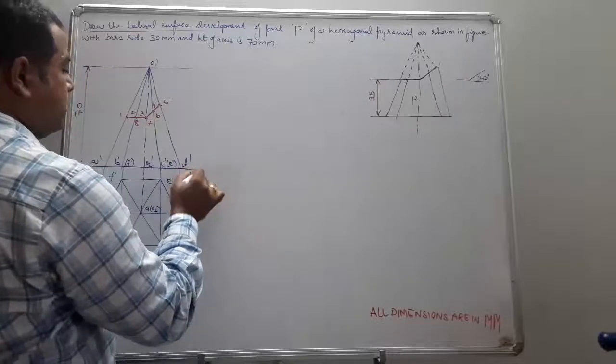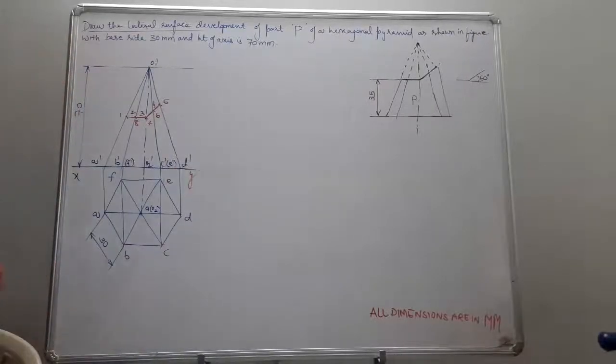So how can we go for the lateral surface development? This was a pyramid. So for a pyramid, what was the first condition? What was the first condition?